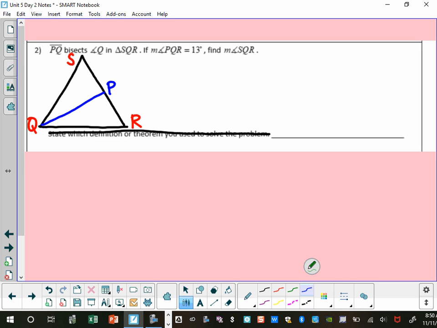Now it says if PQR is 13 degrees, they want me to find what SQR is. They want to know what this entire angle is going to be. Well, these are angle bisectors, right? So whatever this bottom is, the top is. What's SQP going to be? 26. Oh, careful. SQP, only that top half, is also going to be 13 degrees. So my final answer for SQR is going to be what? 26. This whole entire angle is 26. So the measure of SQR is 26 degrees.